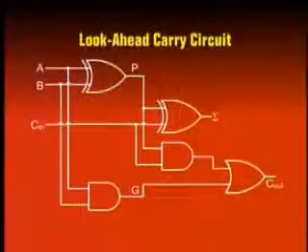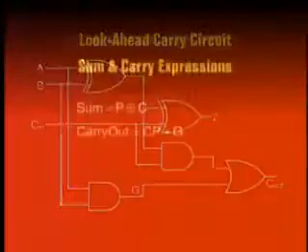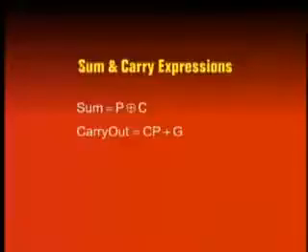Consider the full adder circuit shown. The term P represents the carry propagate. The term G represents the carry generate. The carry output is going to be 1 if the term G is equal to 1, regardless of Cn. Looking at the circuit, the sum expression can be represented in terms of P and C. So the sum expression is P exclusive or C, where C is Cn, or the carry n.